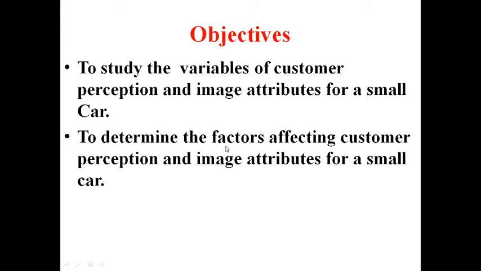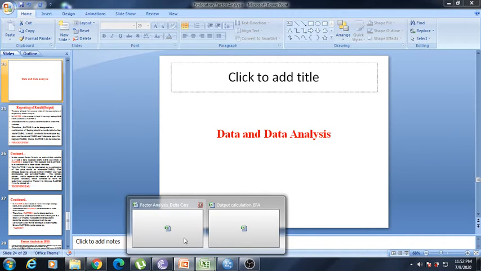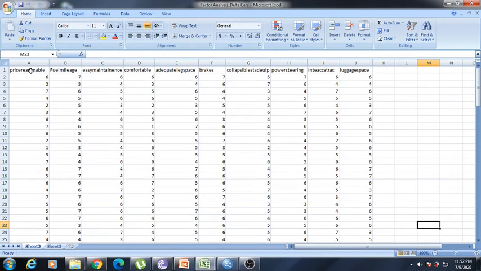We try to find out the factors, and the variables we have already identified. We have 10 variables in the form of statements. Now we will do the data analysis. We have our data with us. You can see here, this is our data. These are the 10 questions: price is reasonable, fuel mileage, easy maintenance. So all this data is there with us. This is on a 1 to 7 point scale, and the data is on an interval scale.